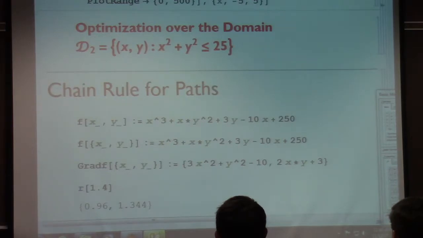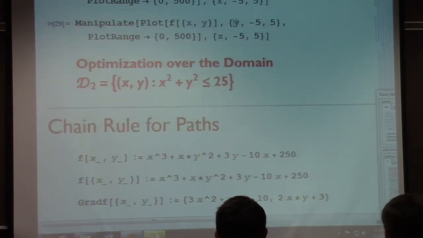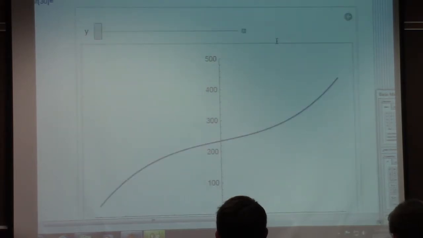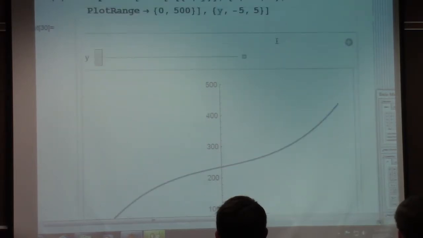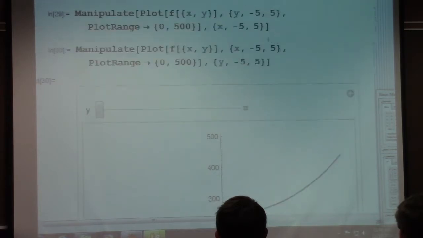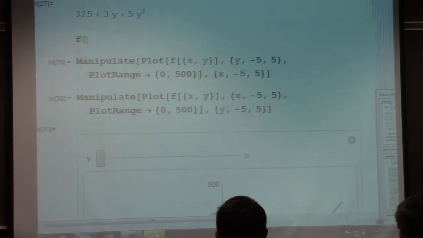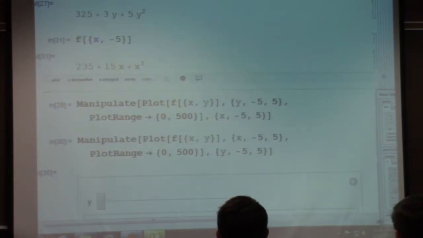What about the upper and lower boundaries? Just switch around the roles of x and y. Make x the thing you're plotting the function with respect to, and make y the animation parameter. Now the graphs are different. They look like cubics instead of quadratics, and in fact that is the case. For example, f of x comma -5 is this cubic there.